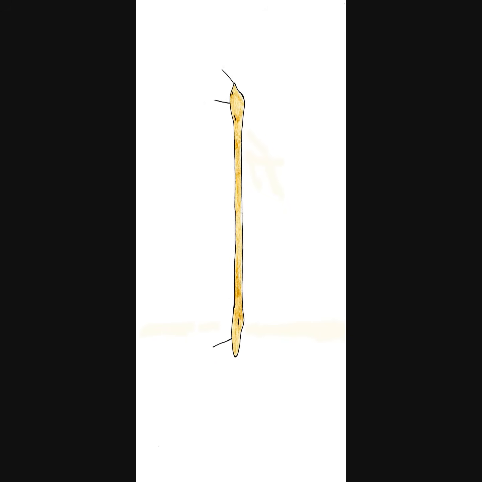Okay, so now we're going to talk about the fibula. The fibula is the last bone we're going to go over. So the fibula is always on the lateral side of the leg. It's a weight-bearing bone. It's a stabilizing bone. It helps to strengthen the leg.